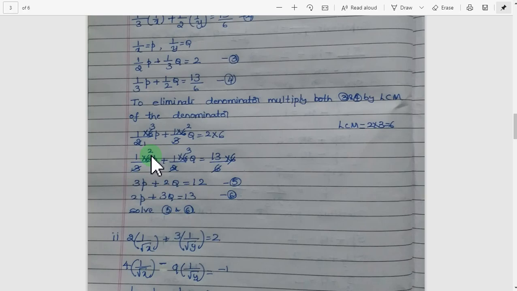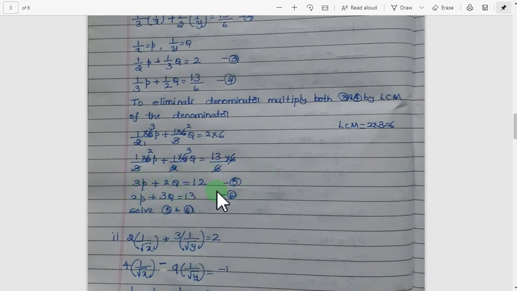3 ones are 3, 3 twos are 6. Multiply only to the numerator, not the denominator. You have to multiply by 6 for all the terms, not only one term. For the right hand side also you have to multiply. Here it will be cancelled, and what will remain? 3p plus 2q is equal to 12. 2p plus 3q is equal to 13.